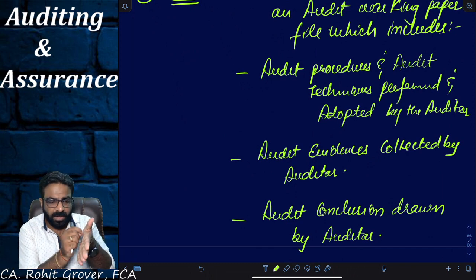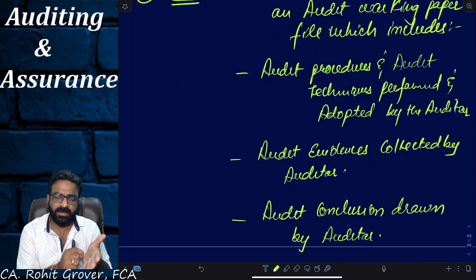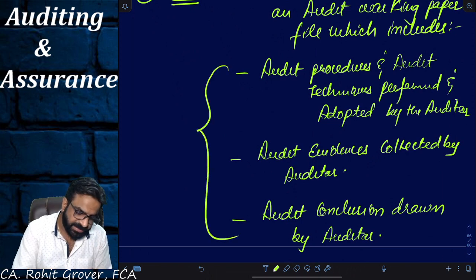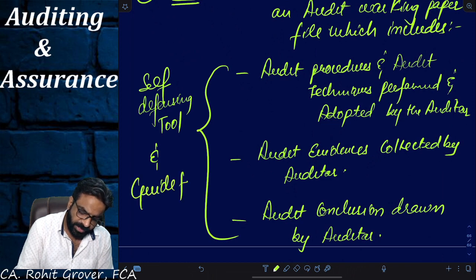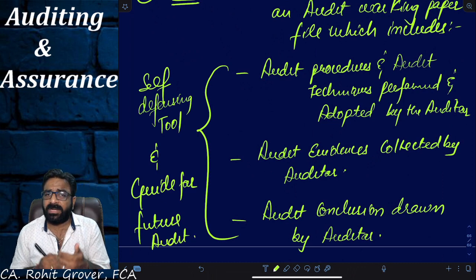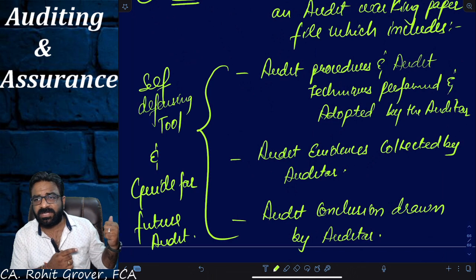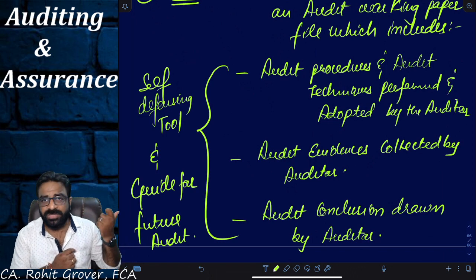Now, if I make a record of everything, please tell me everyone, is it going to act as a self-defending tool in the future? And is it going to act as a guide for future audits or not? Yes. Now tell me, next year when I am doing the audit, will I automatically know which procedures and techniques I followed last year? Yes. Which evidences I collected? Yes. Which conclusions I drew? Yes.